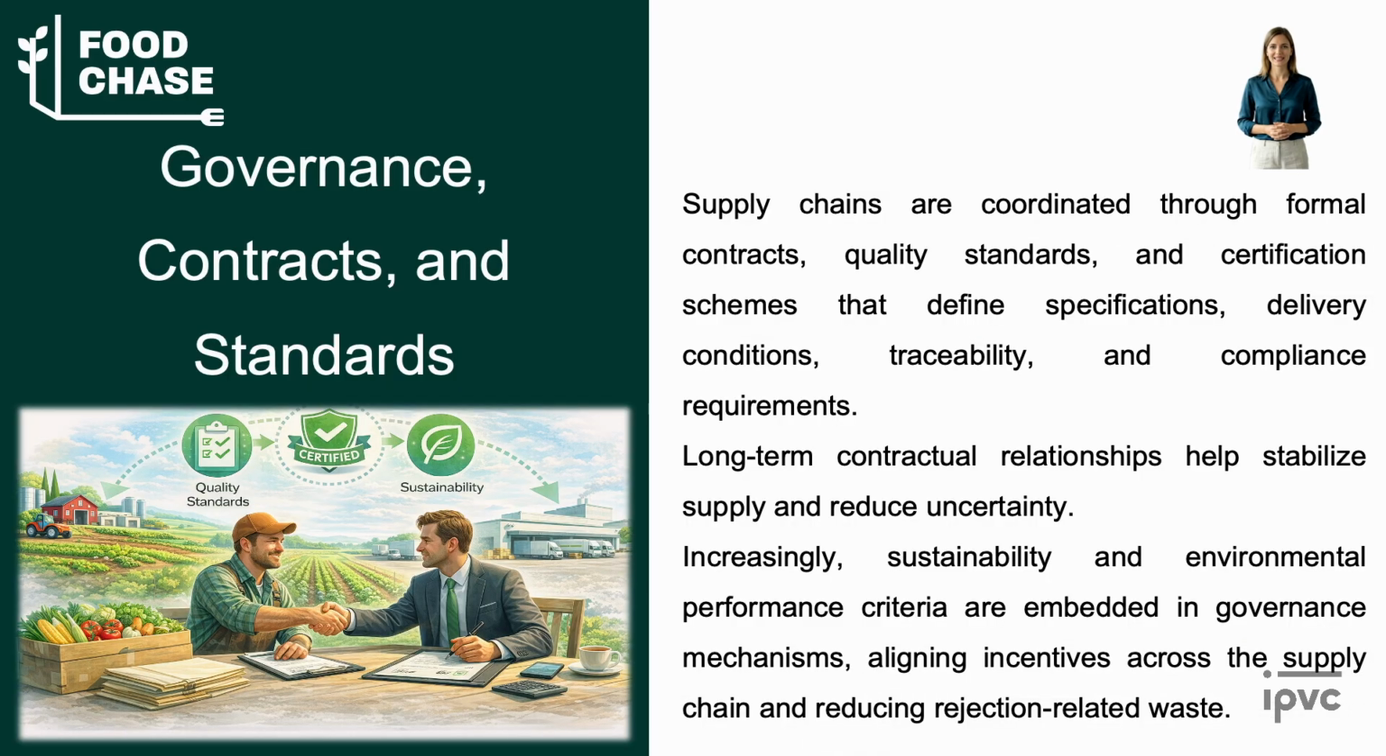Supply chains are coordinated through contracts, standards, and certification schemes that define quality specifications, delivery conditions, traceability, and compliance requirements. Long-term contracts reduce uncertainty and stabilize supply relationships. Increasingly, environmental and sustainability criteria are embedded into these governance mechanisms, helping align incentives across the chain and reduce rejection-related waste.